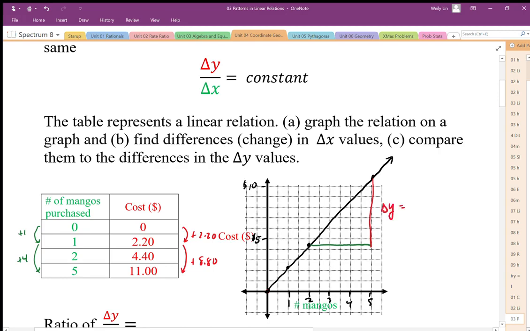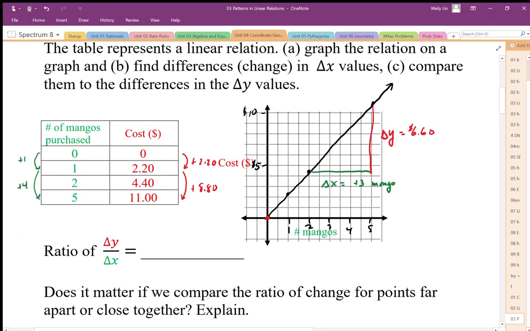So the change in y here, if I look at it from $2 to $5, the change in y is going to be, looks like it's $6.60. And the change in the number of mangoes, which is change in x, is going to be plus 3 mangoes. And we can see that the ratio of change is going to be $2.20 for every mango. So this constant proportion, as long as it stays constant in the table or on the graph like this, we're going to get this straight line pattern, and this is what describes the linear relationship.